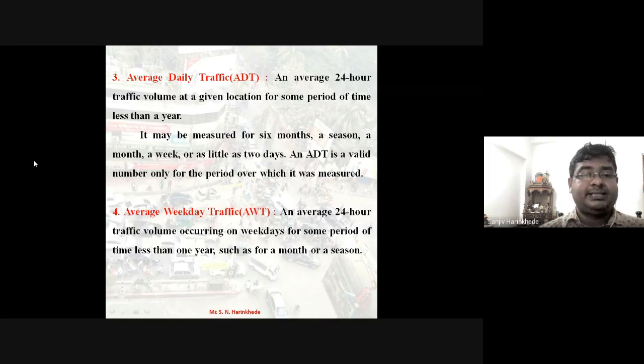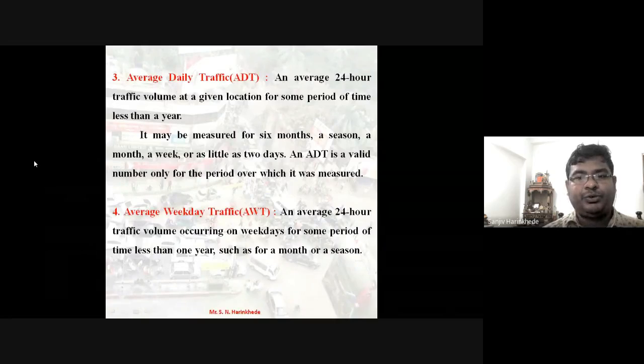Third is the average daily traffic, that is ADT, an average 24-hour traffic volume at a given location for some period of time less than a year. It may be measured for 6 months, a season, a month, a week, or as little as 2 days. ADT is a valid number only for the period over which it was measured.